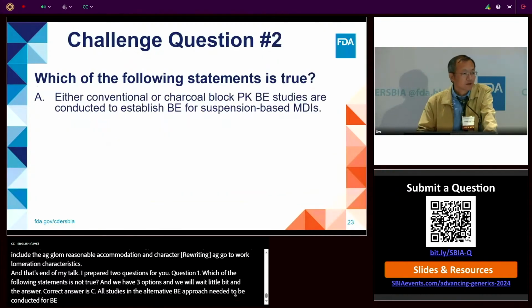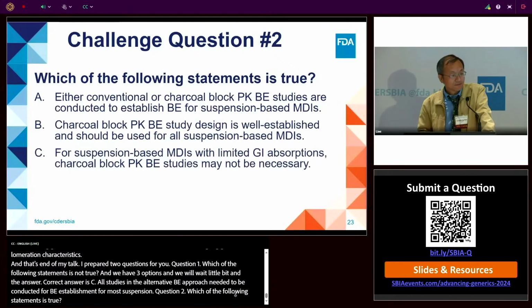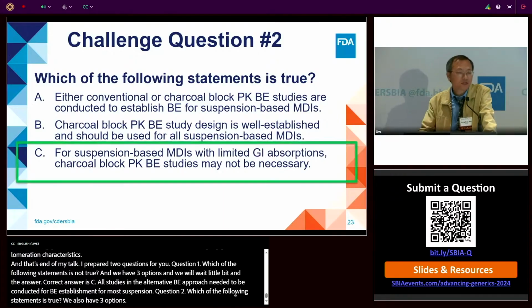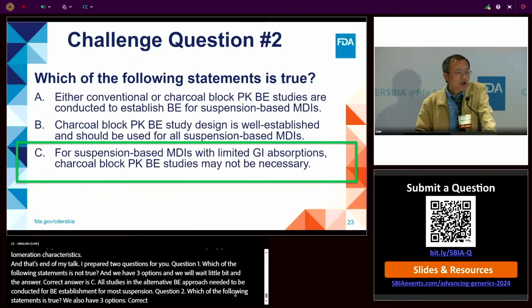Question 2, which of the following statements is true? We also have 3 options. And the correct answer is C. For suspension-based MDIs with limited GI absorption, charcoal block PK BE study may not be necessary.